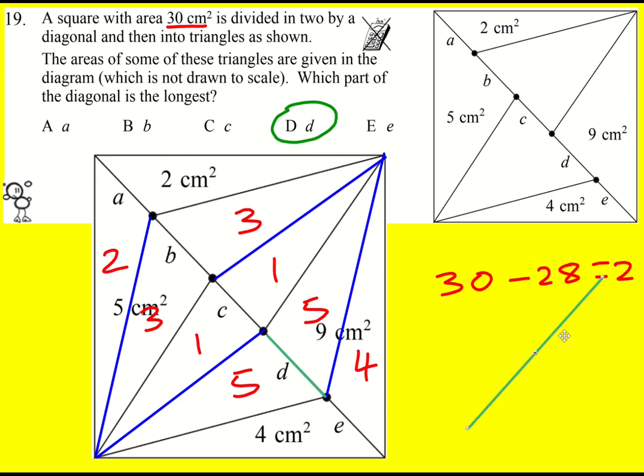And so what I'm trying to say is that the area is simply going to be proportional to the base. Because they have the same perpendicular height, the only thing that is different is the base. And so because this one is the largest, it must be that D is the largest base, and hence which part of the diagonal is the longest, it's going to be D.